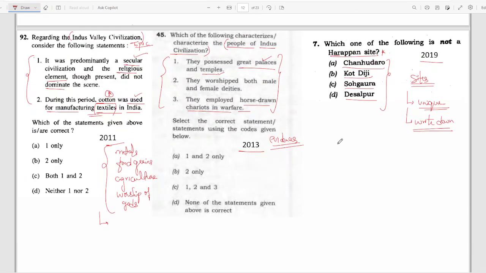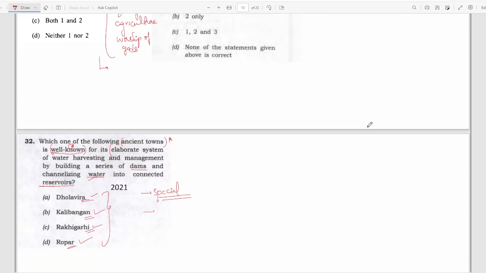So we read about Harappan sites. In 2019 itself, UPSC has hinted that they can ask about Harappan sites, and in one of the Harappan sites they are now asking what it was well known for. I mean, which town was well known for this particular water harvesting system.